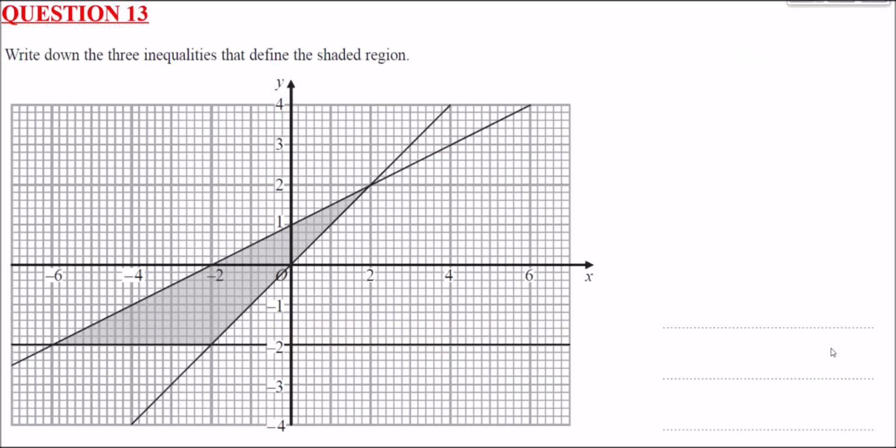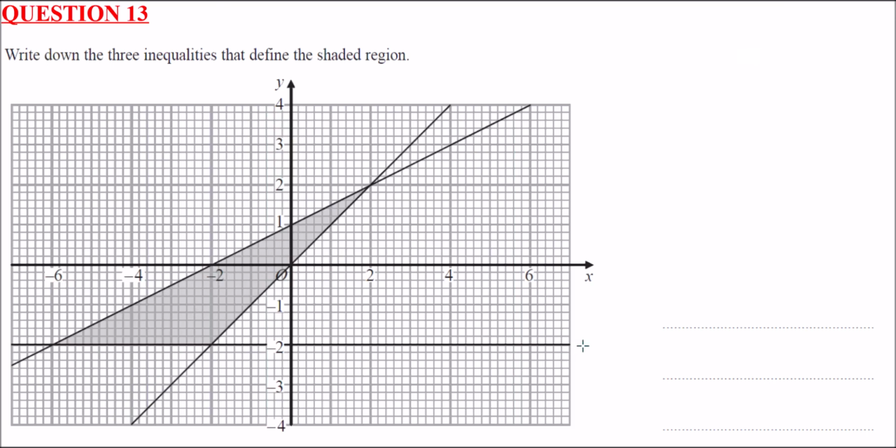Question 13, we have 3 different lines drawn on a coordinate grid, and these lines represent inequalities. So these 3 lines, apart from the lines that make the axes, we need to write down the 3 inequalities that define the shaded region, which is between all of these 3 lines. So this region here is made up as being between these 3 lines, which we need to work out the equations of. So let's just take it one line at a time.